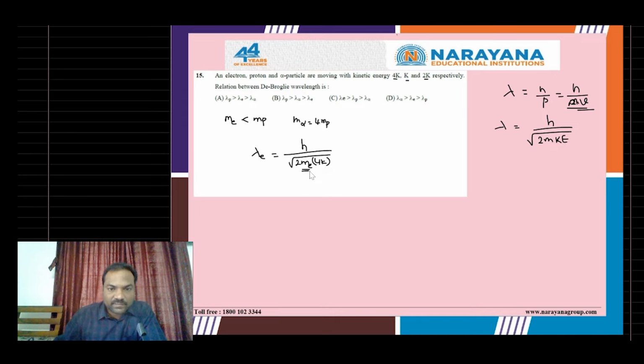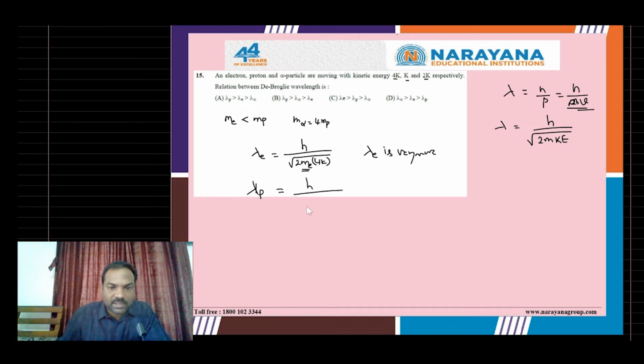As the mass of electron is very less compared to the proton, which is almost 1800 times, it's very less ultimately. So then we can say that lambda e is very large. Then what is the lambda of proton and lambda of alpha particle?